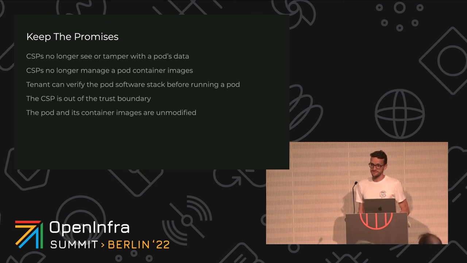And last but not least, the pod and container images are unmodified. You don't need special container image content. You don't need special pod definitions. Everything is exactly the same as you would run on a regular Kubernetes cluster, except you're using a different runtime, which is Confidential Container Runtime, a variation of Kata Containers. So you just need to change your runtime class, for those familiar with Kubernetes definitions. You switch your runtime class to a Confidential Containers one, and that's about it. Everything else is completely unmodified.